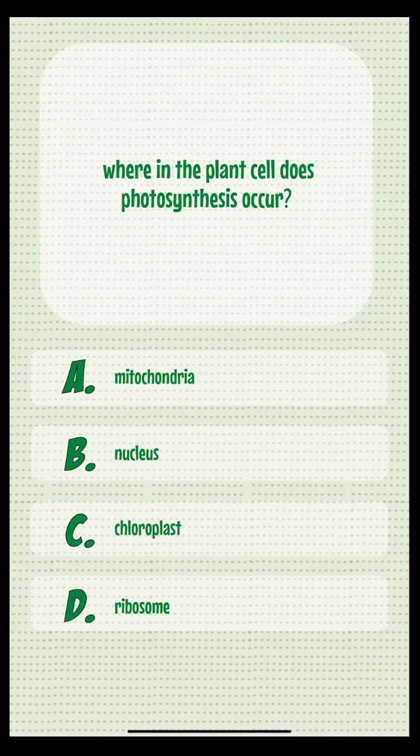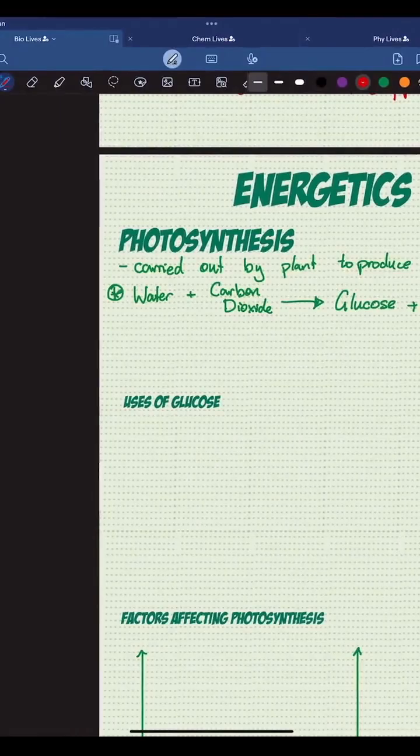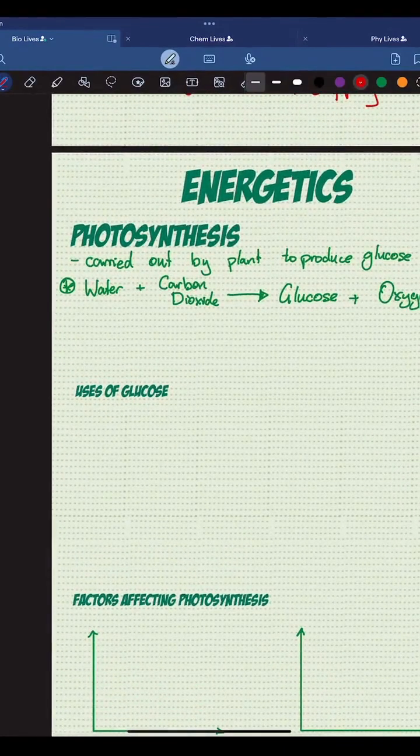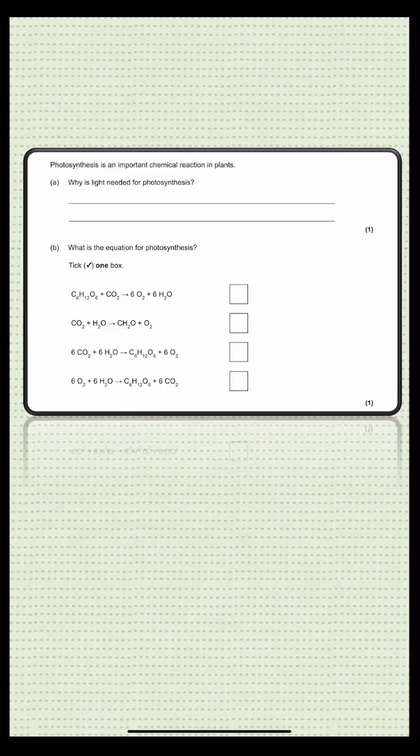So where in the plants does photosynthesis occur? Plant cell. So think about the cell topic. What do you guys think? Vote on the answer and tap the screen. Yep, it occurs in the chloroplast. Well done, guys. So we'll write that down here. Carried out by plants, and we'll say it's in the chloroplasts, and we'll try an exam question now.